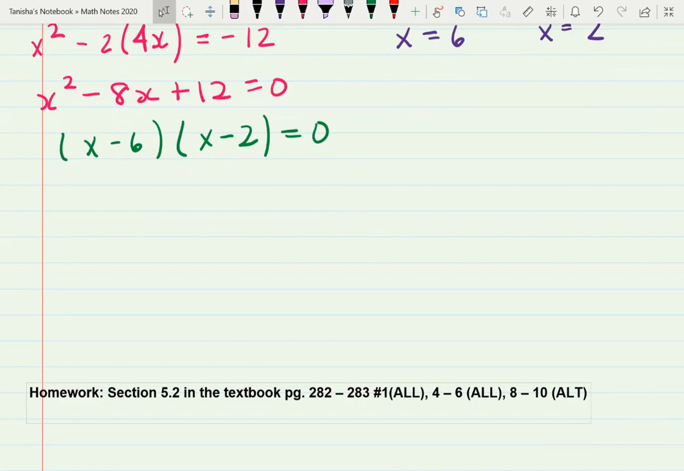In the next video, we're going to be looking at solving quadratic equations that are not factorable. What do we do then?